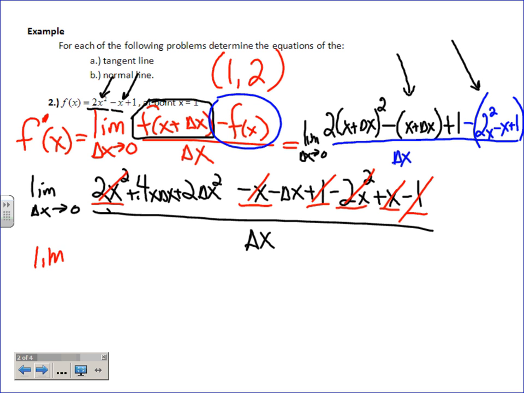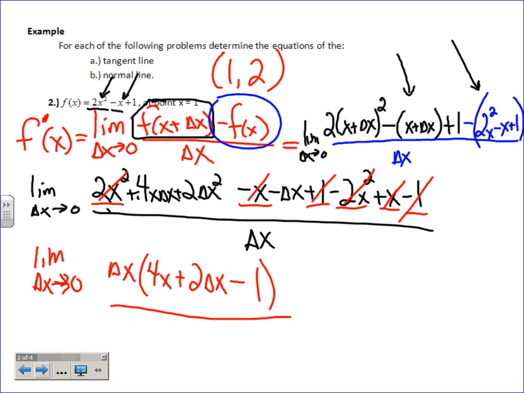So limit as delta x goes to 0. Whoops, bad arrow. There we go. Is it okay if I factor out the delta x as I go? So we got what, a 4x plus 2 delta x minus 1. Very good. Did everybody see where the negative 1 came from? Very important not to forget that. Why is that minus 1? Because it's an understood. Delta x divided by delta x is 1. And it's negative. So it's negative 1.